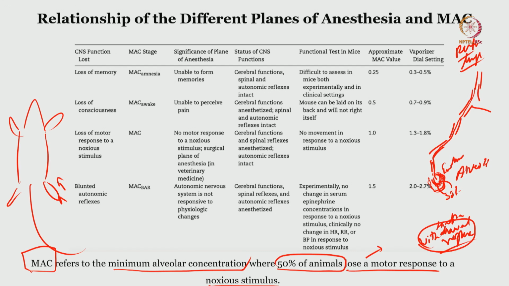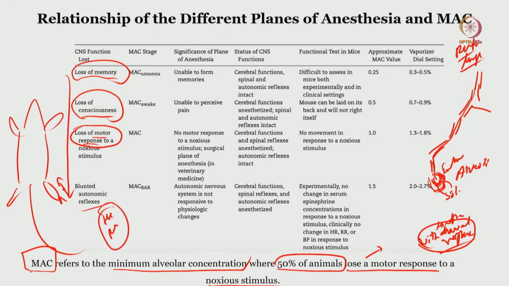When you check that, it's different for different aspects of the cerebral function. For example, blunted autonomic reflexes, loss of motor response, consciousness, loss of memory. So this is how the plane of anesthesia becomes deeper and deeper. Initially it is just about memory of the events, then it loses consciousness, then it loses the motor response to a noxious stimulus, and even the autonomic functions like heart rate and respiratory rate get blunted, which is a dangerous level of anesthesia. Generally we stop at the point where there should not be any motor response to noxious stimuli.